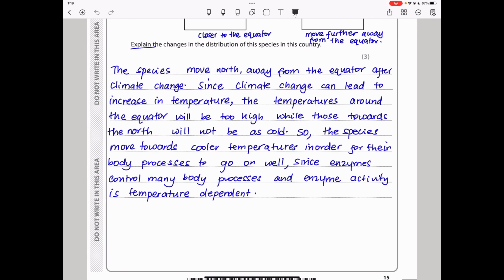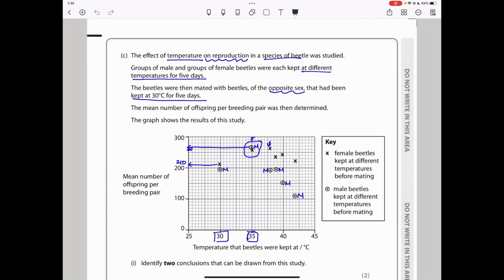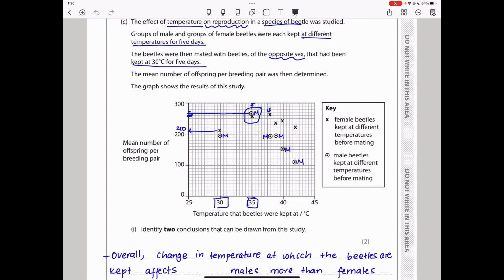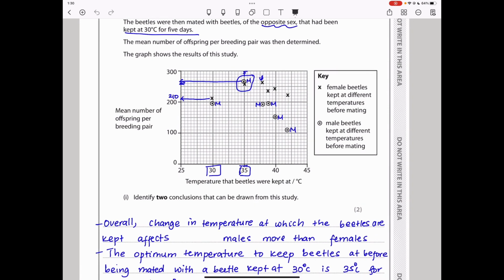So let's go to the next part. Part C. The effect of temperature on reproduction in a species of beetle was studied. Groups of male and groups of female beetles were each kept at different temperatures for 5 days. The beetles were then mated with beetles of the opposite sex that had been kept at 30 degrees for 5 days. The mean number of offsprings per breeding pair was then determined. So the graph shows the results of this study.